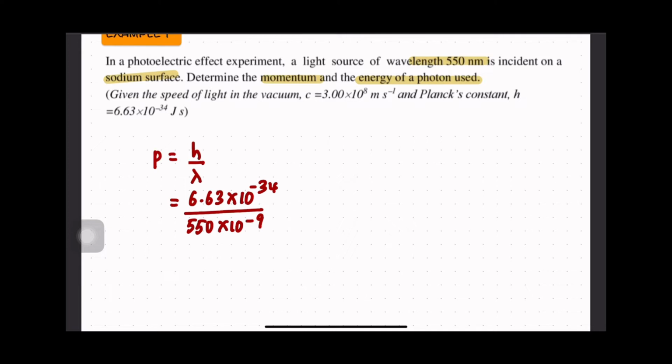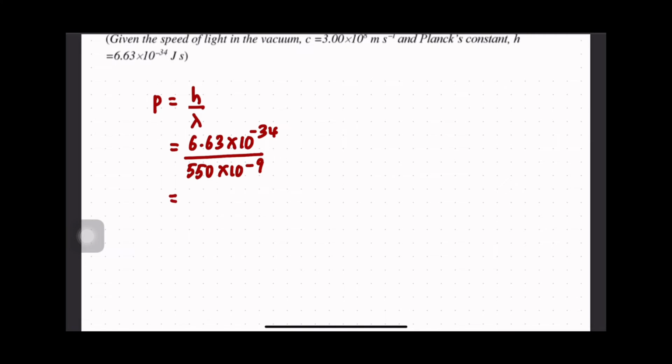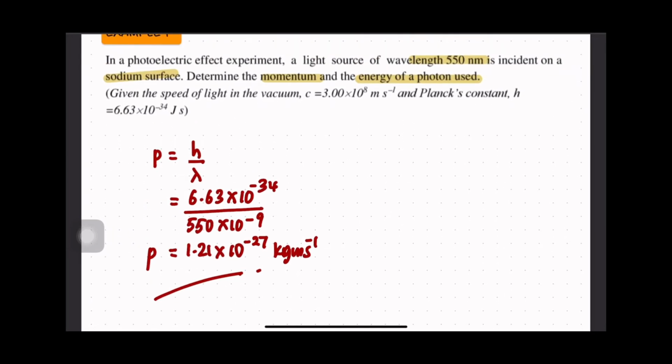So, 1.21 times 10 to the power of negative 27 lah. Unit kg m s negative 1. Ni adalah unit momentum. Okay, so next question. They ask you about energy of photon.